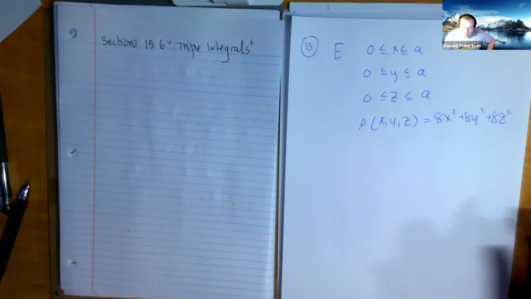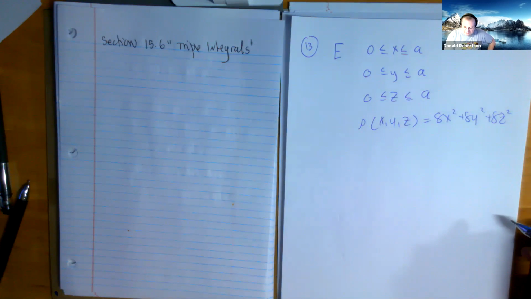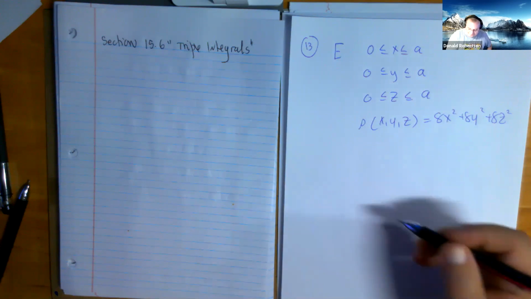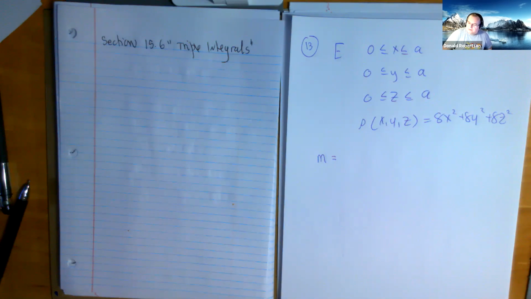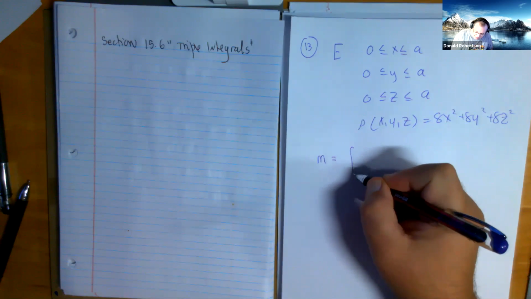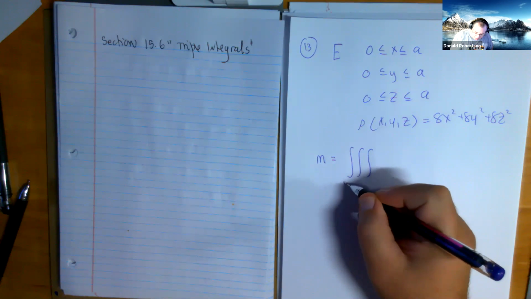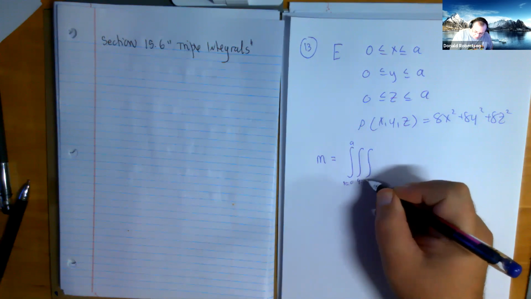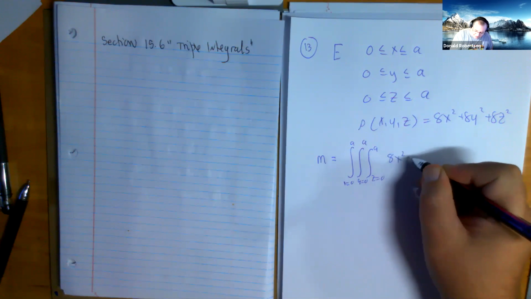Now we've done density, we've done centers of mass in two-dimensional objects, remember double integrals? So this is going to be the center of mass of a triple integral, and it has a very similar formula. First thing we need to do is get the mass, don't we? Now for this shape, won't the X go from 0 to A, the Y go from 0 to A, and the Z go from 0 to A, and it will be of the density function.